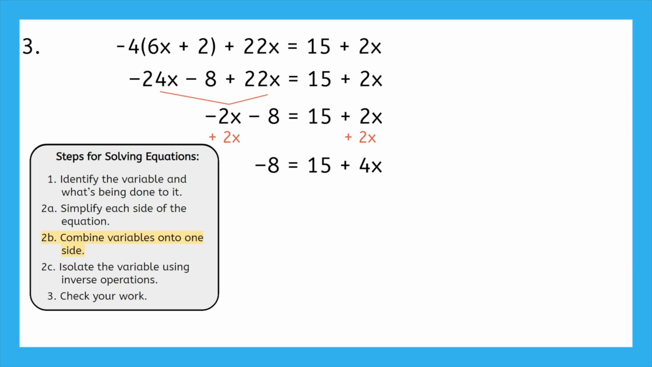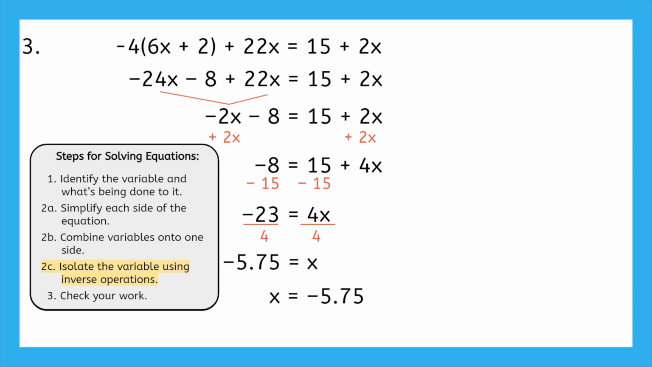From here, we move on to step 2c, using inverse operations to isolate the x. Do that on your own now. To isolate x, we subtract 15 from both sides, which gives us negative 23 equals 4x. We divide both sides by 4 to finally get x by itself, which results in negative 5.75.